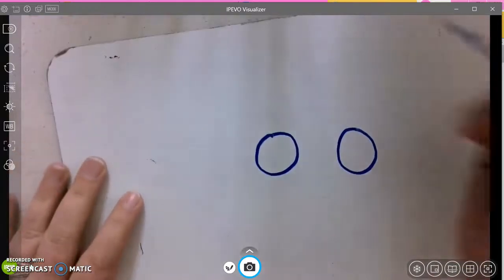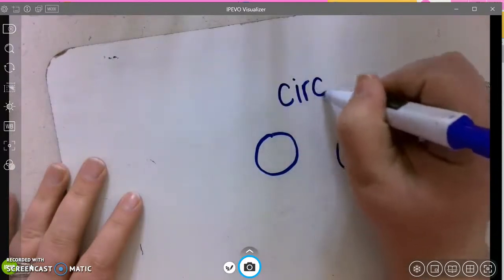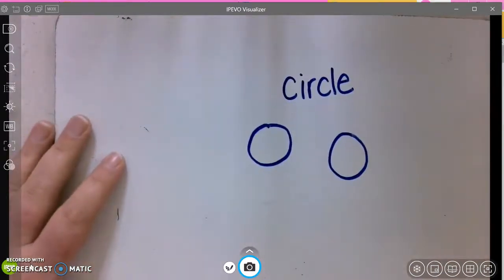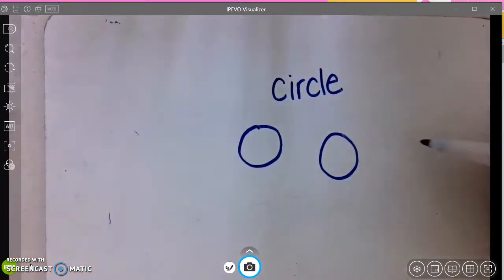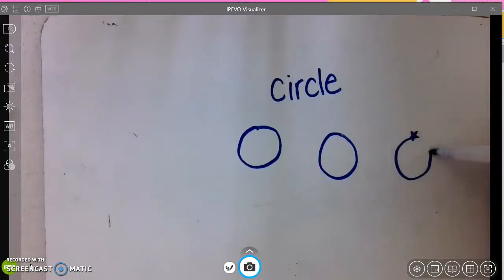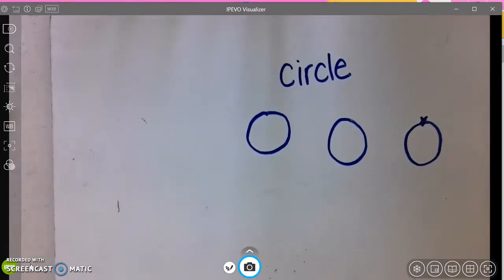Perfect. You just made the shape called a what? A circle. You're right. You just made a circle. And remember that when we write our shapes or our letters or our numbers, we always start up at the top. So let's do one more. We're starting up at the top, down, around, and back up. Great job. What do you notice about a circle?